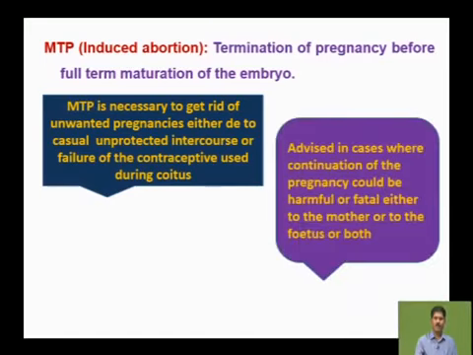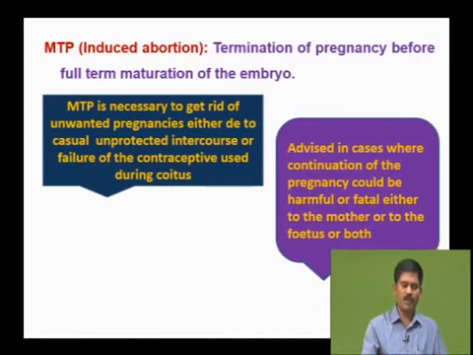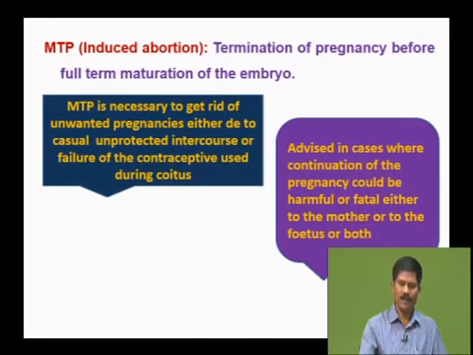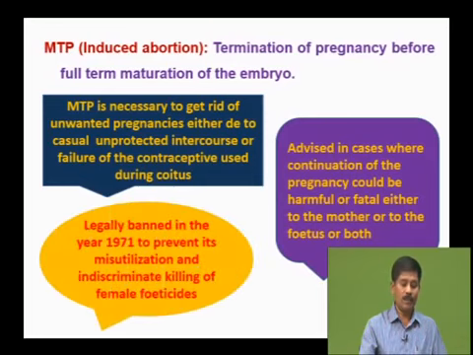MTP is advised in cases where continuation of pregnancy could be harmful or fatal, either to the mother or to the fetus or both. If done, it is safe within 12 weeks of pregnancy, but it is legally banned for sex determination in the country since the year 1971 to prevent its misuse and the indiscriminate killing of female fetuses.